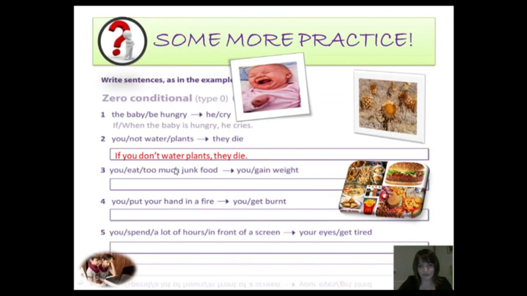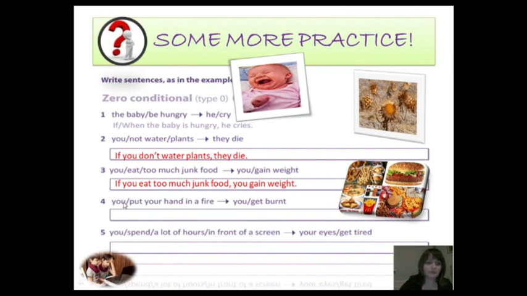Now, this food, what are we going to do with it? What does the example say? You eat too much junk food. Ti jedeš previše loše hrane. What happens? You gain weight. Dobijaš na težini. So, what are we going to do to make the zero conditional? Who wants to tell me? Very good. If you eat too much junk food, you gain weight. So, don't eat too much junk food, only a little, from time to time.